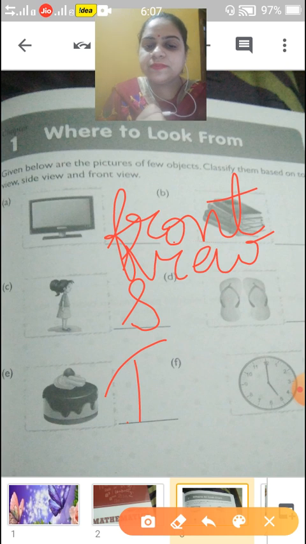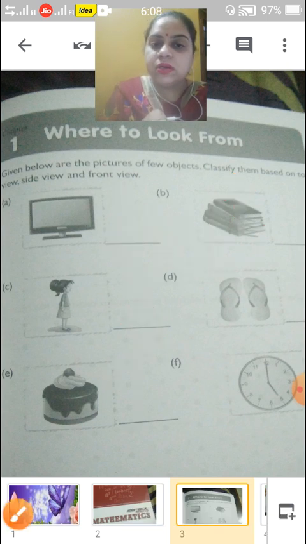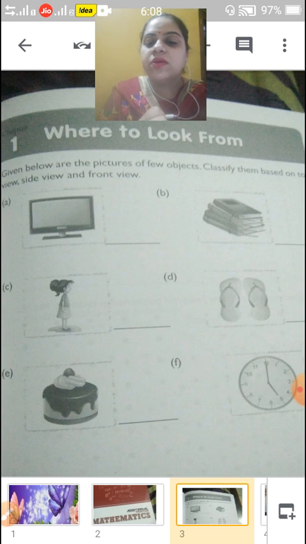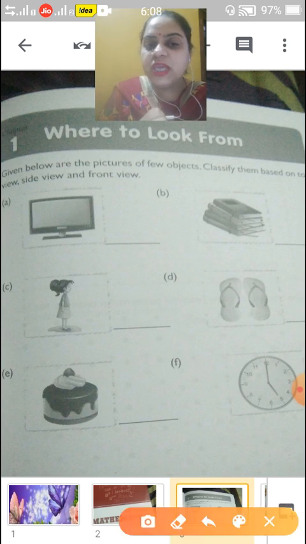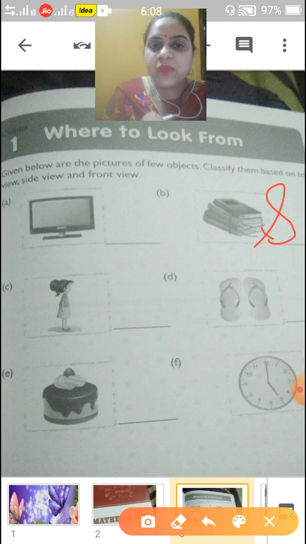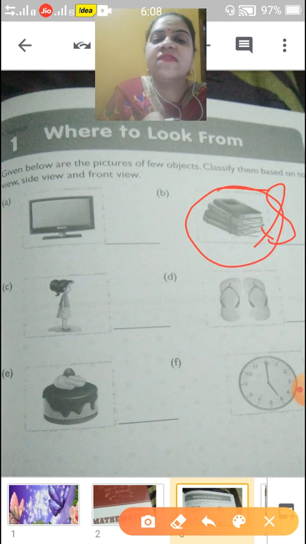Okay children. Book. For a book, if we are watching in this book, it is from side view. But when we are watching a book kept on the table, then the view is top view. So according to our book, the picture is our side view.